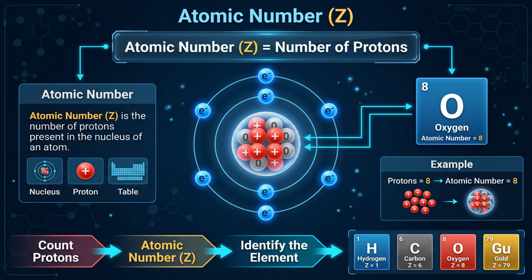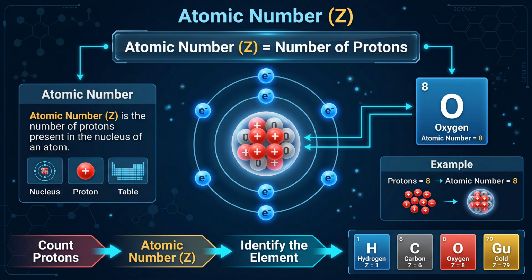The atomic number is also used to arrange elements in the modern periodic table. The periodic table is organized in increasing order of atomic number, not atomic mass. Hydrogen is placed first because it has 1 proton. Helium comes next with 2 protons. Lithium has 3 protons. Beryllium has 4. Boron has 5. Carbon has 6. Nitrogen has 7. Oxygen has 8. And the sequence continues until the heaviest known elements. This arrangement allows scientists to observe repeating patterns in chemical properties and predict the behavior of different elements.